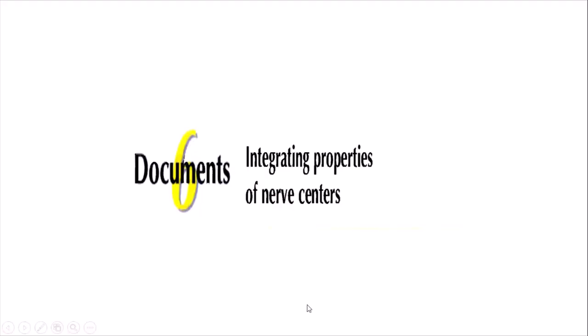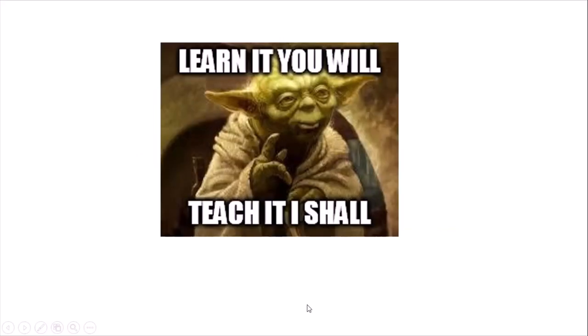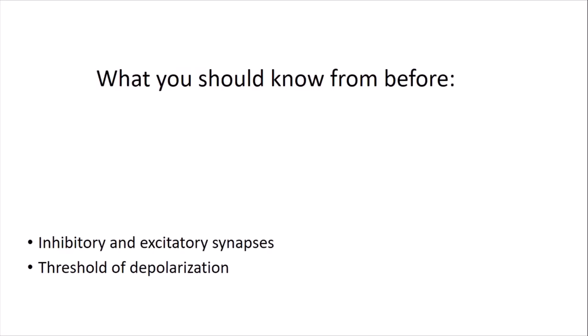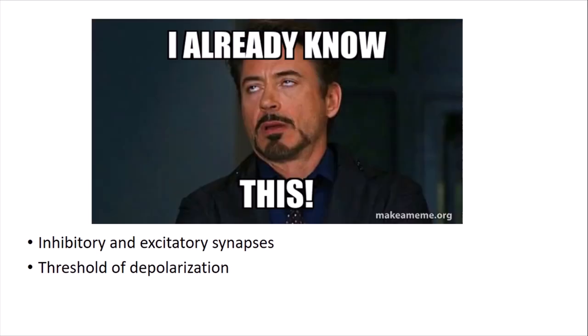All right, so integrating properties of nerve centers. In the words of the great master Yoda, learn it you will, teach it I shall. In this lesson, you will learn what is nervous integration and how do neurons respond when they receive several orders. What you should know from the previous lessons are the following ideas. What are inhibitory and excitatory synapses? And what is the threshold of depolarization? If these ideas don't ring a bell, please refer to my other previous videos to understand them better.